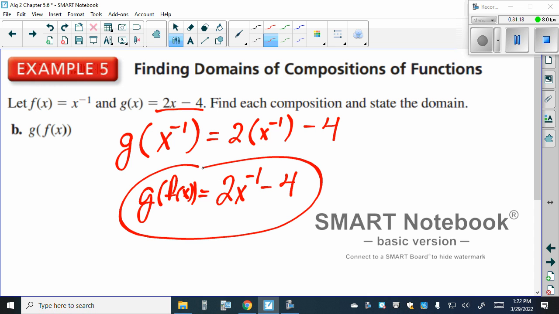And that's it. So for the ones that have negatives with it, you just leave it as x to the negative 1. We don't have to rewrite it so that the exponent is positive. Any other questions on this here?